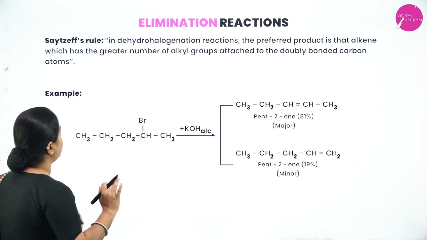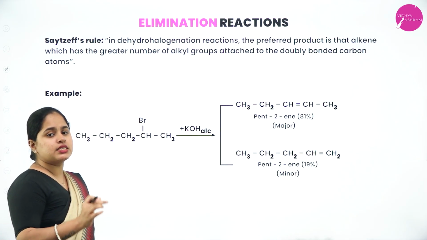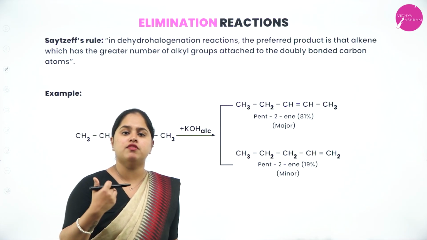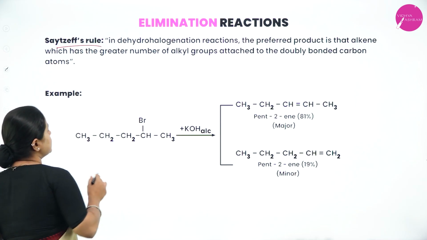So let's take an example and understand. First of all, we need to understand that in such cases, the CBSE rule will be followed. According to the CBSE rule, we will be determining which product will be formed. So first for that, we need to understand what is the CBSE rule.